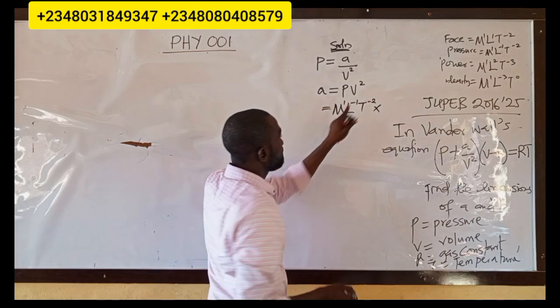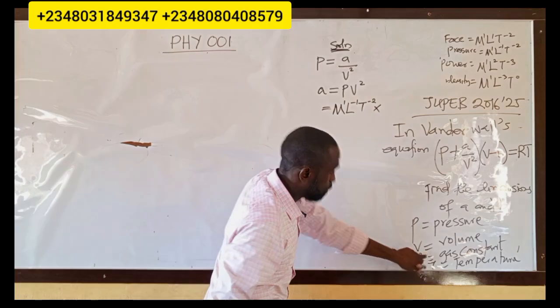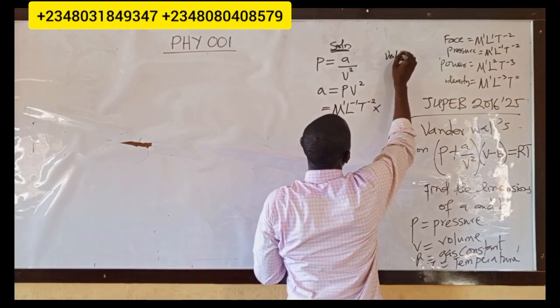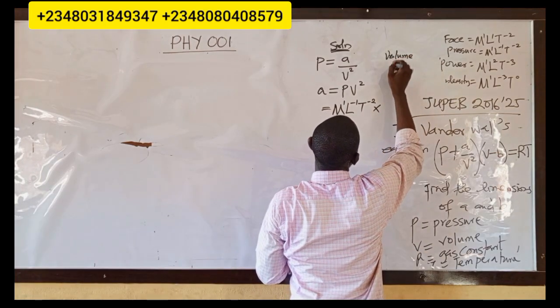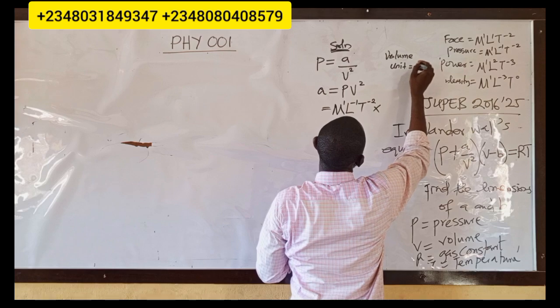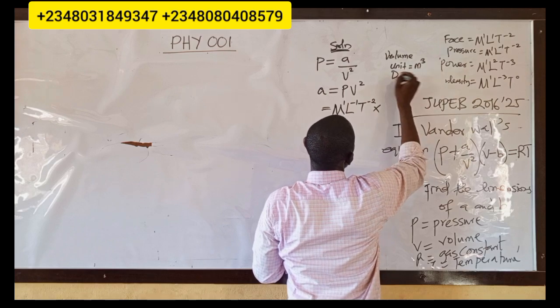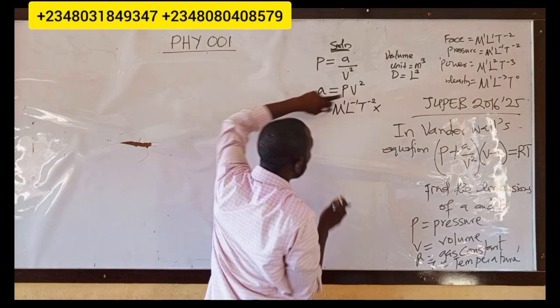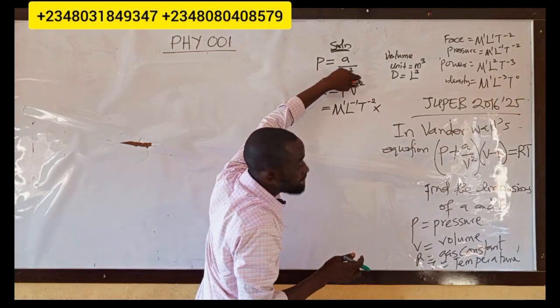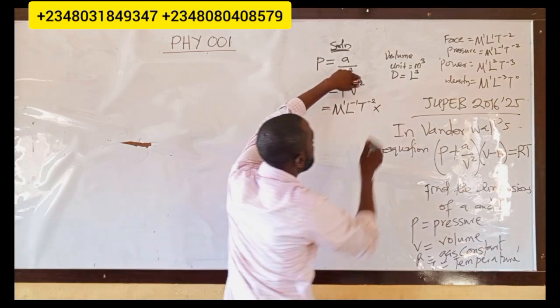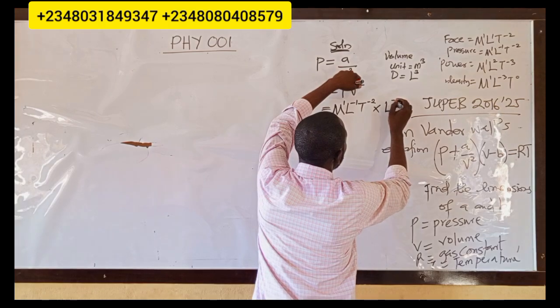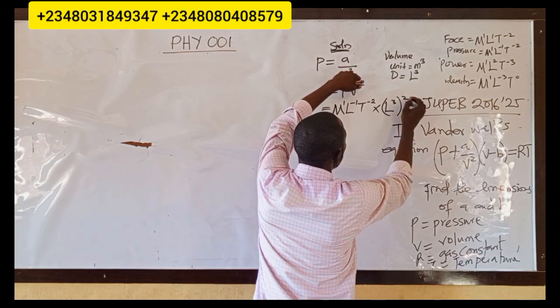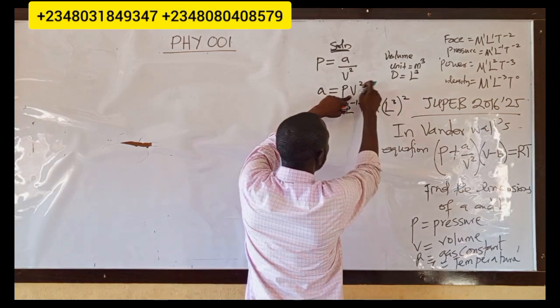Then times V. This is volume. The unit of volume is meter cube. What is the dimension of volume? L to the power 3. Are you with me? This one comes, we have volume raised to the power 2. So now we are doing what? L to the power 3, and the power now 2. This is the volume here, L to the power 3, and this is the power outside, 2.